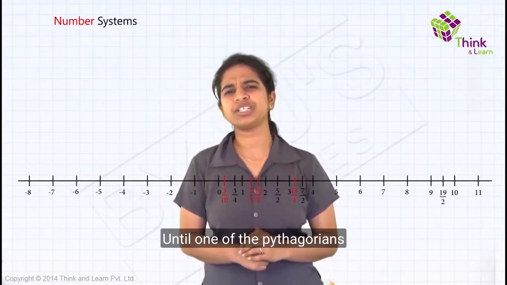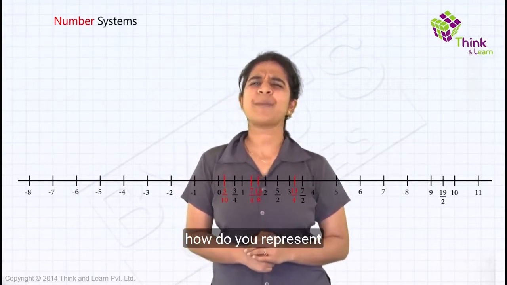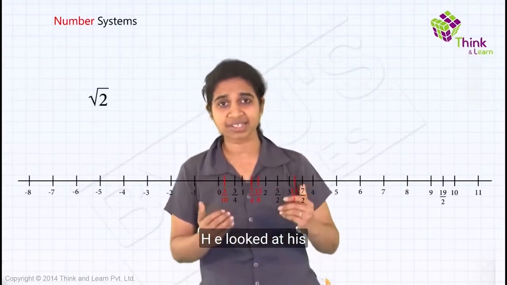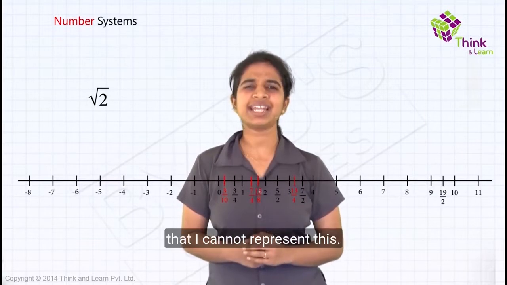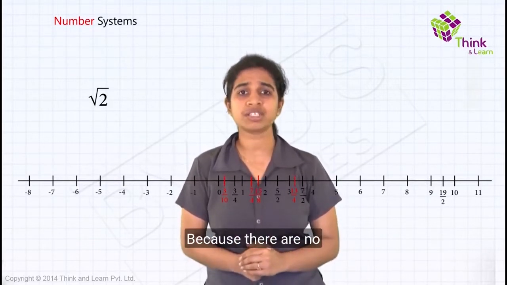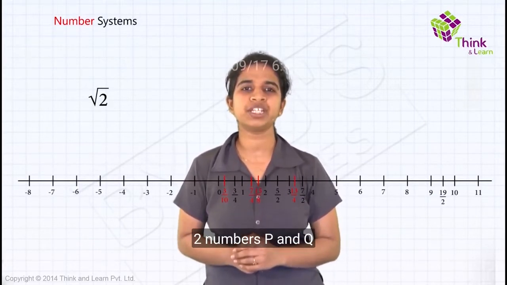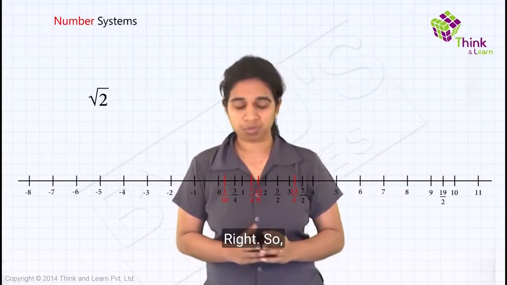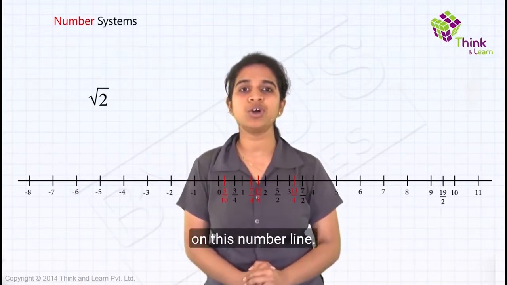Until one of the Pythagoreans wondered, how do you represent square root of 2? For some reason he was interested in square root of 2. He looked at his number line and he realized that he cannot represent this, because there are no 2 numbers p and q such that square root of 2 is equal to p by q. So he couldn't plot his square root of 2 on this number line.